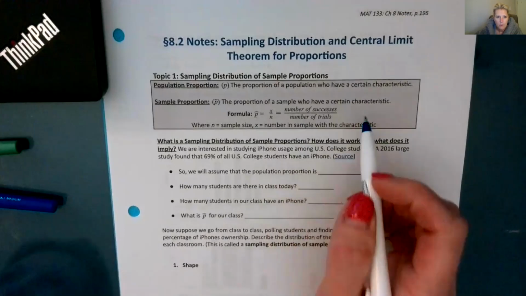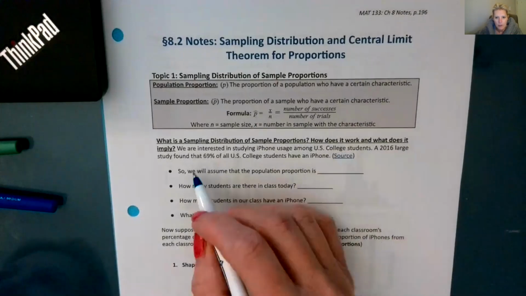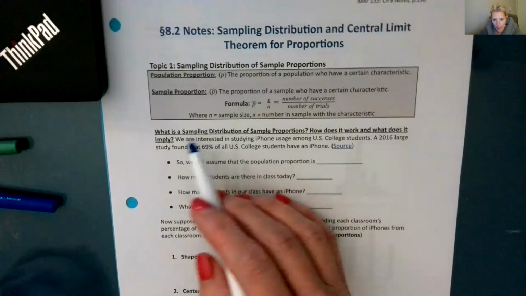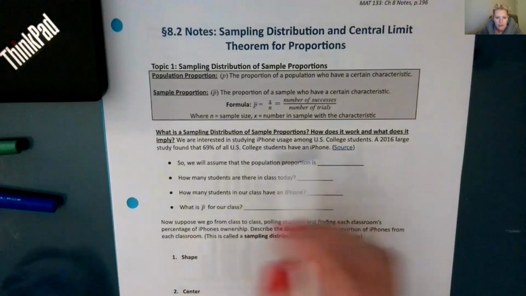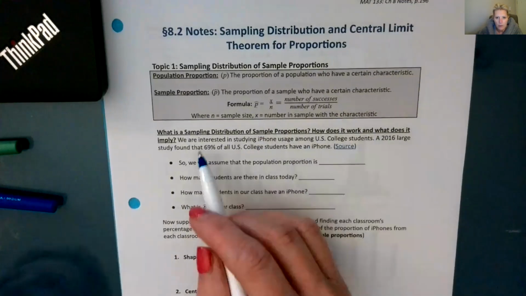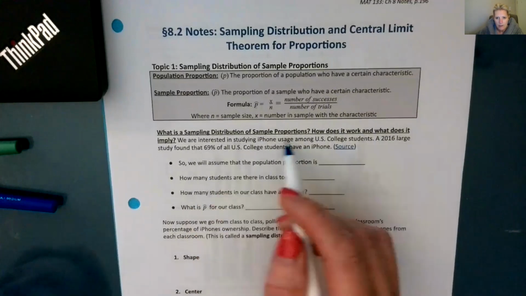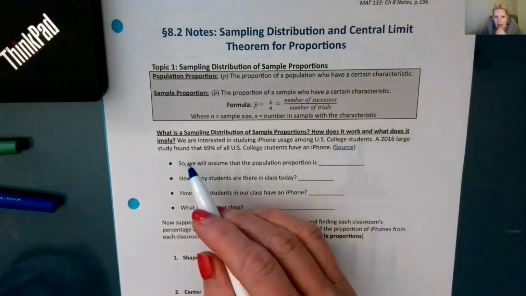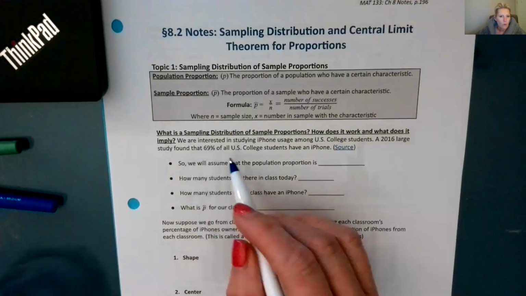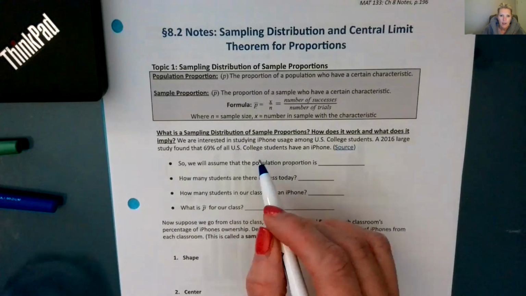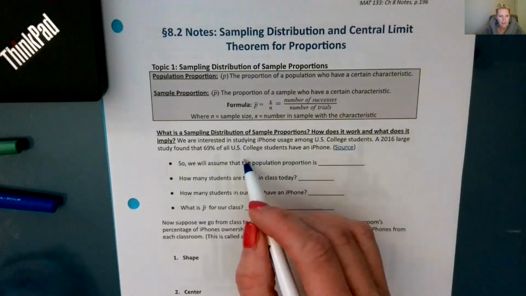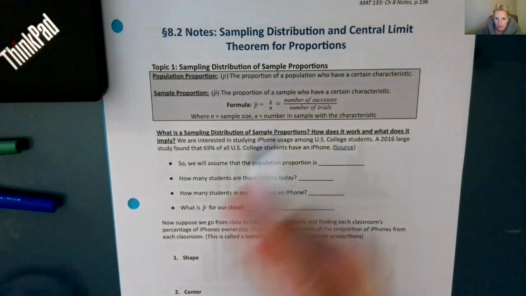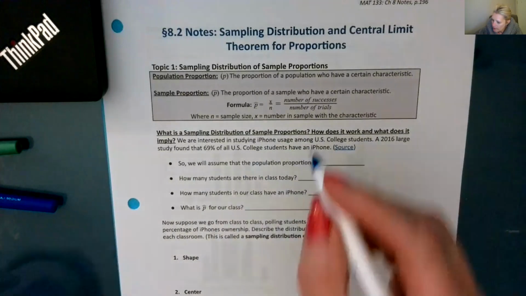So, what is the sampling distribution of sample proportions, how does it work, and what does it imply? We are interested in studying iPhone usage among US college students. A 2016 large study found that 69% of all US college students have an iPhone. So we will assume that the population proportion is 0.69.